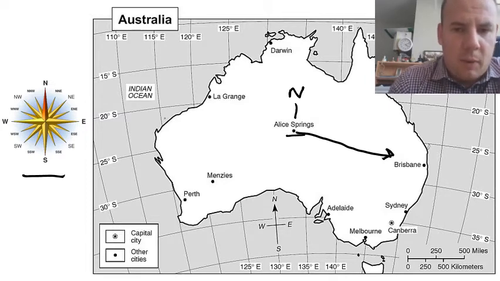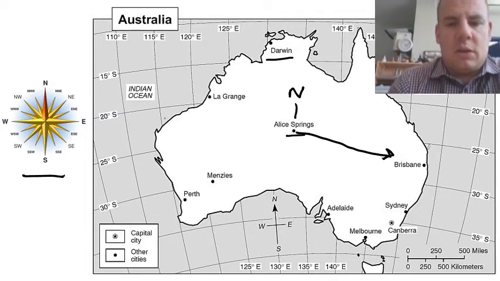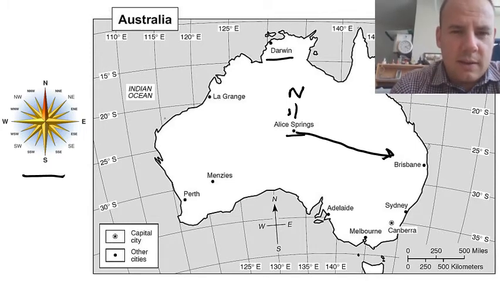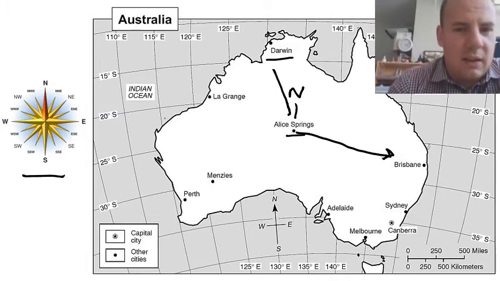Let's look at another one. We're going to look at the direction of Darwin from Alice Springs. So let's have a look. It's not quite north. Look at my compass. It's slightly west. So if I draw a little arrow, try and work out the direction. Darwin from Alice Springs is north northwest.